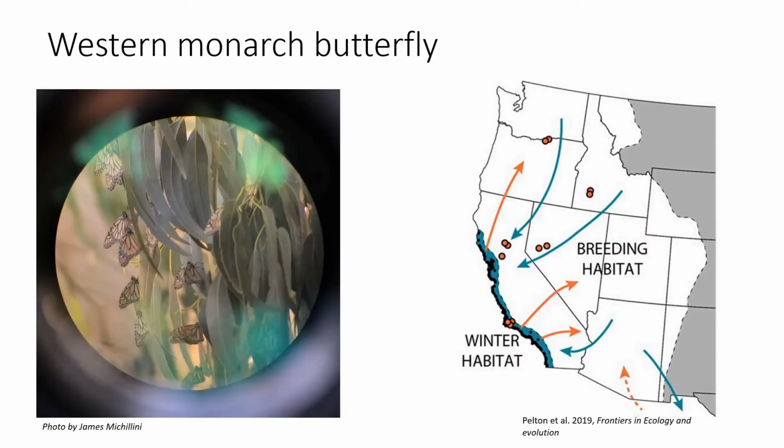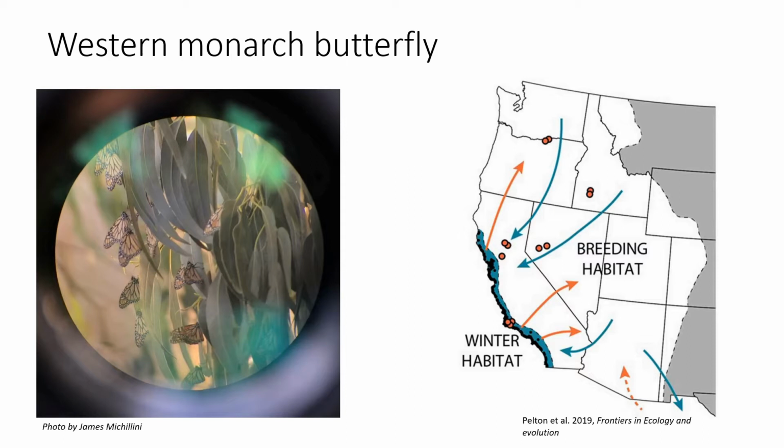Now, you probably have heard of the eastern monarch butterfly, which overwinters in Mexico and across successive generations spreads throughout the eastern United States and Canada each summer, and then the final generation flies back down to Mexico to overwinter again. The western monarch butterfly does a similar thing.